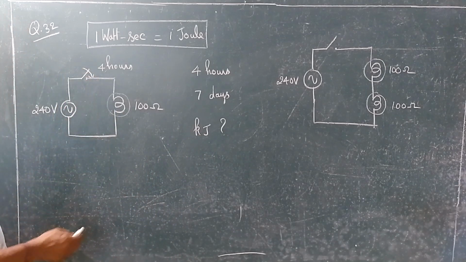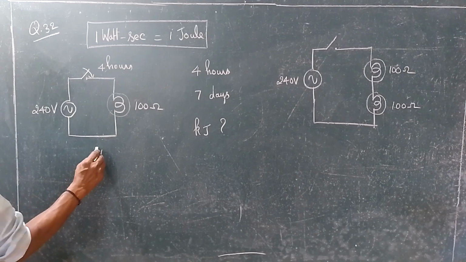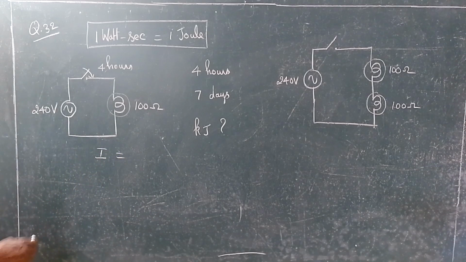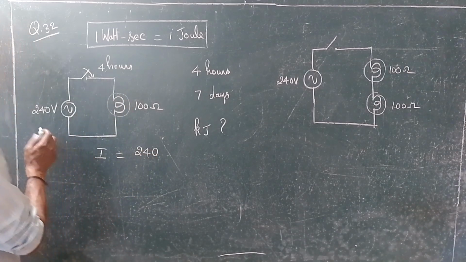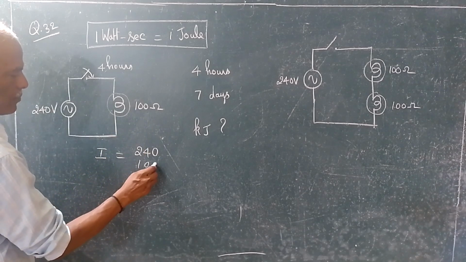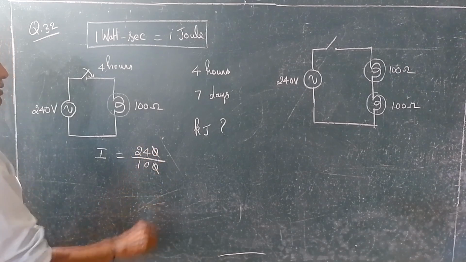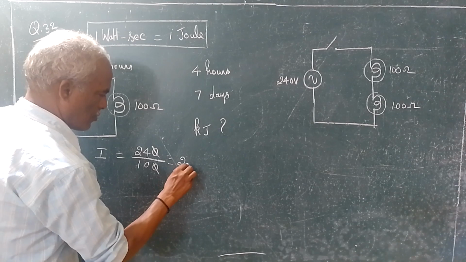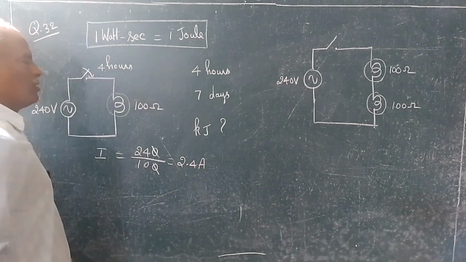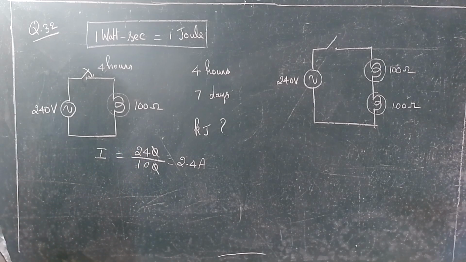So when the circuit is closed, what is the current flowing in the circuit? I is equal to V by R. That is, V is 240 volts, R is 100. I is equal to V by R. So now this will give you 2.4 amps. Or I can write it as 24 by 10 amps itself. So this is the current flowing in the circuit.